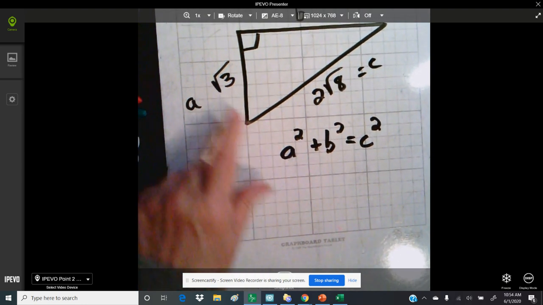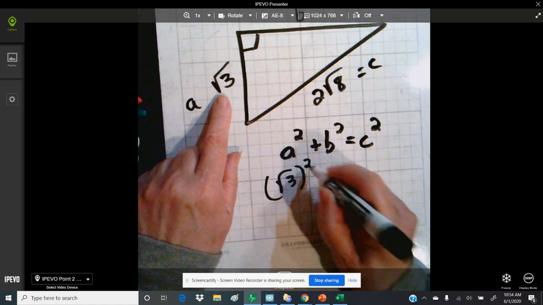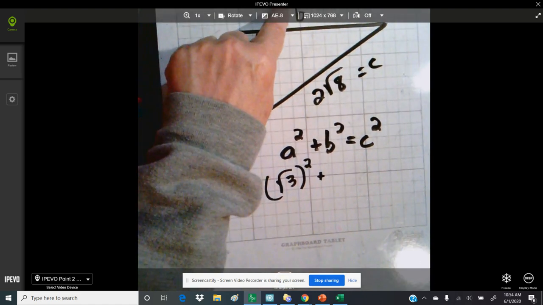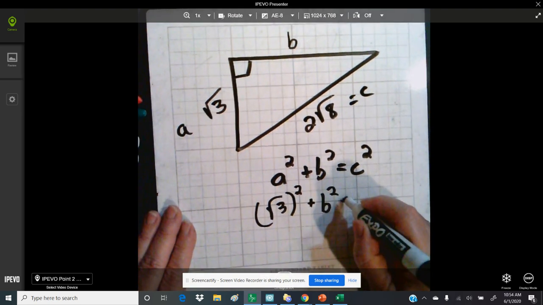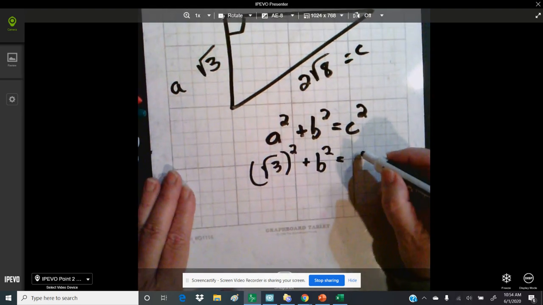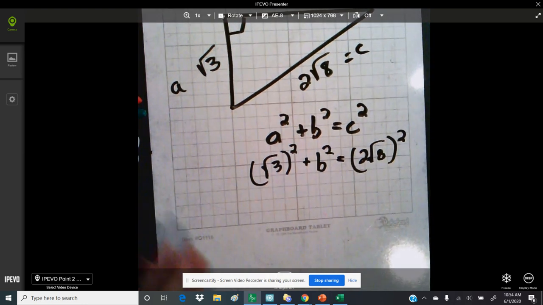My Pythagorean theorem says A squared plus B squared equals C squared. I'm going to plug in what I know. Well, I said A was the square root of 3, and I'm going to have to square that, plus B squared, which I don't know. B is up here. I don't know that. And 2 times the square root of 8, but I'm going to have to square that.